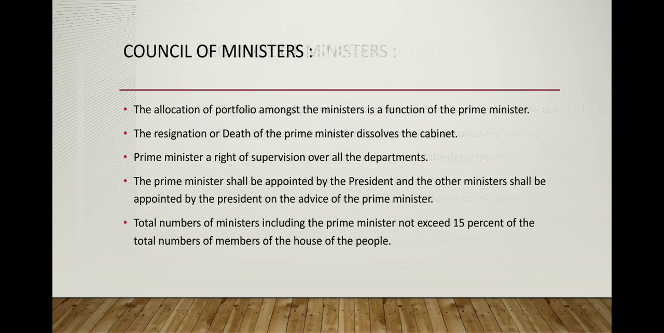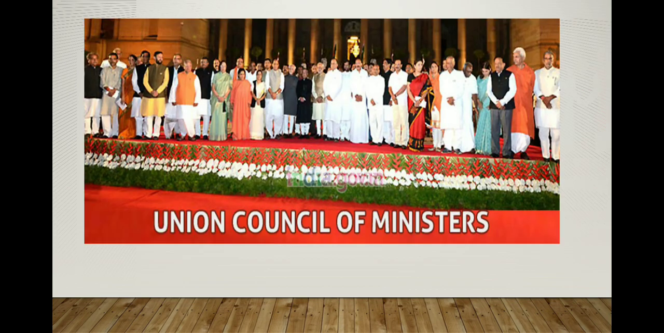The Prime Minister shall be appointed by the President, and other ministers shall be appointed by the President on the advice of the Prime Minister. After appointing the Prime Minister, the President appoints the other ministers, but on the advice of the Prime Minister. After the amendment, the total number of ministers including the Prime Minister shall not exceed 15% of the total number of members of the House of the People.